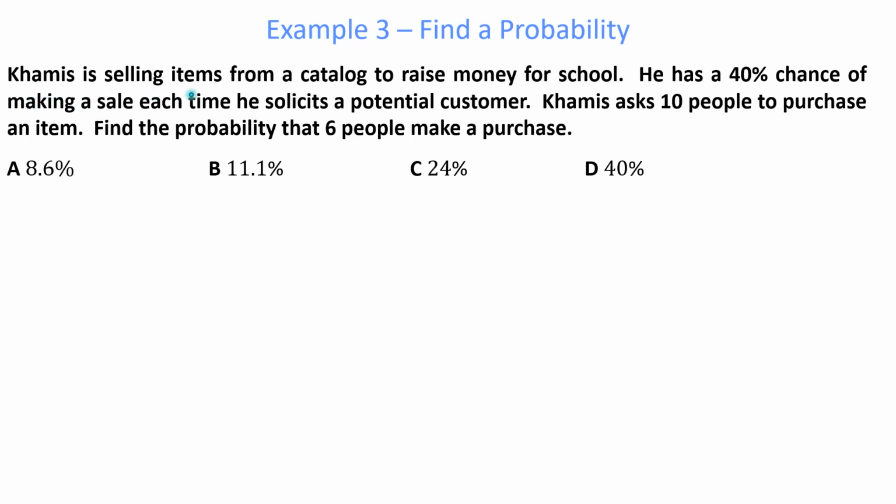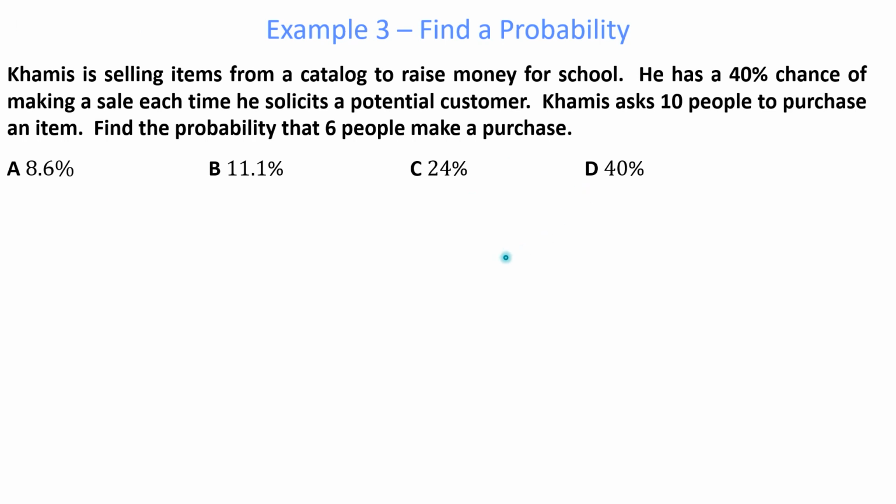Hamis is selling items from a catalogue to raise money for school. He has a 40% chance of making a sale each time he solicits a potential customer. So Hamis asks 10 people to purchase an item. Find the probability that 6 people make a purchase. Now we have these 4 choices here and one of them is the right answer.